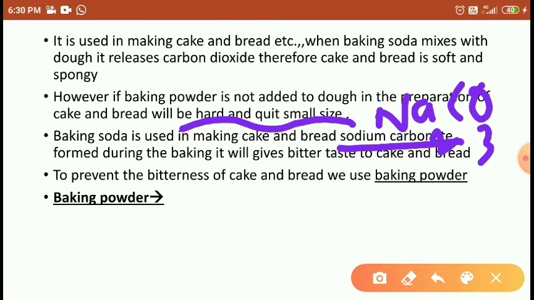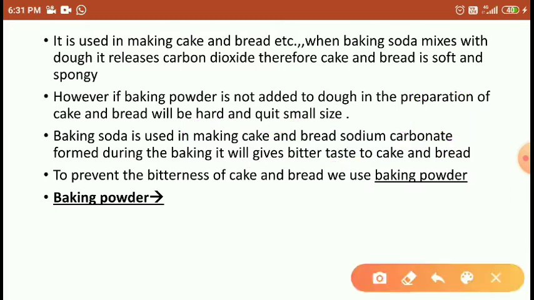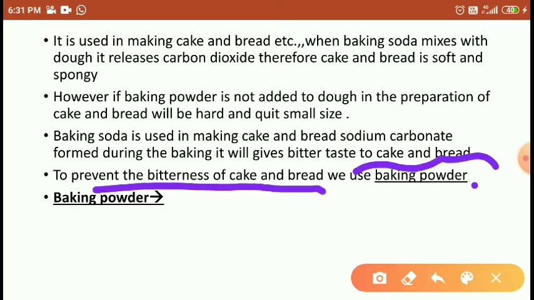When sodium carbonate exists in the bread or cakes, such bread and cakes give a bitter taste. It is not a sweet taste, it is a bitter taste, right? So that's why, to prevent the bitterness of the cake and bread, we use the baking powder. So students, baking powder is different, baking soda is different, right?